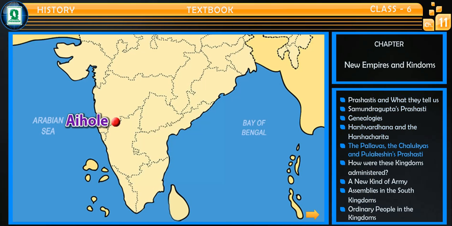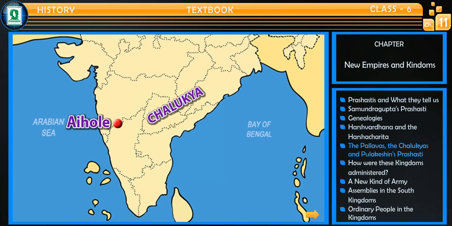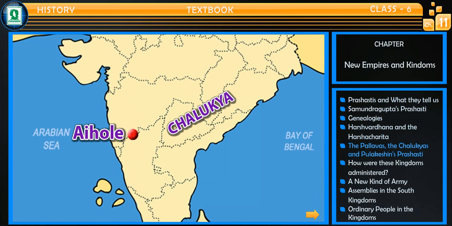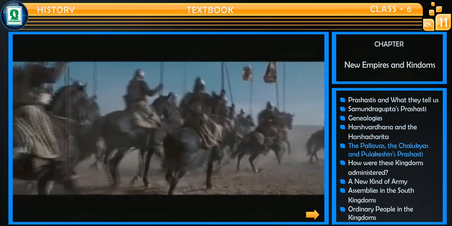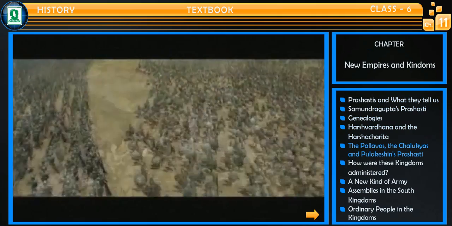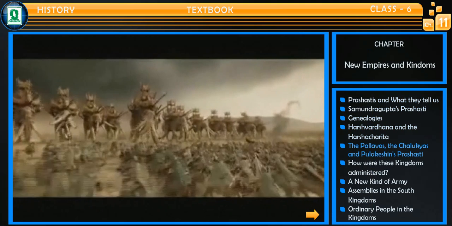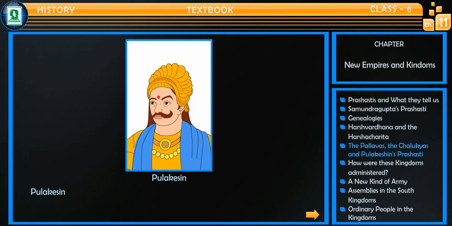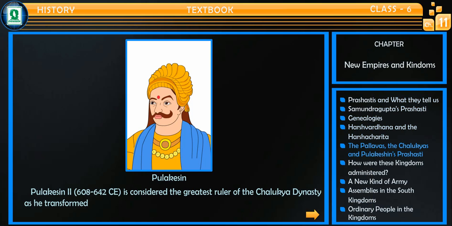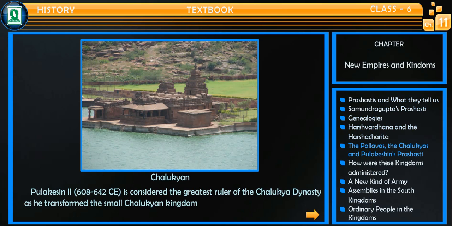Aihole, the capital of the Chalukyas, was an important trading center. It developed as a religious center with a number of temples. The Pallavas and the Chalukyas frequently raided one another's lands, especially attacking capital cities, which were prosperous towns. Pulakeshin II, 608 to 642 CE, is considered the greatest ruler of the Chalukya dynasty as he transformed the small Chalukyan kingdom into an extensive empire.